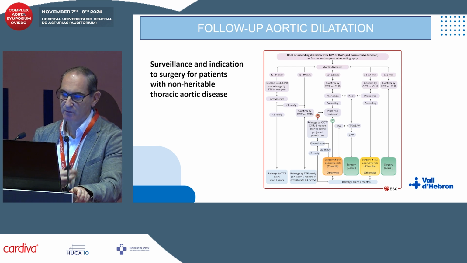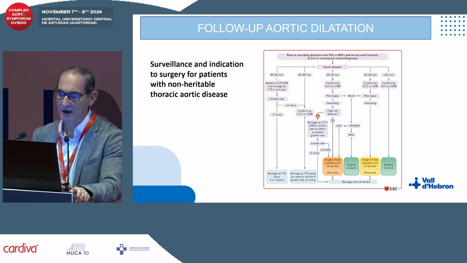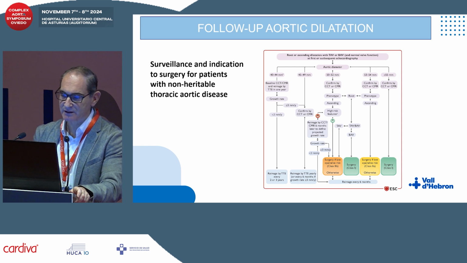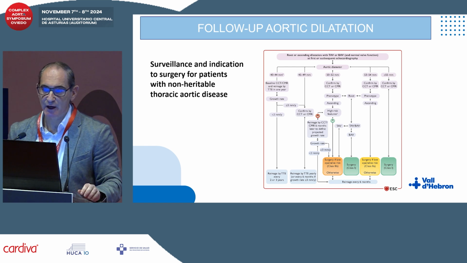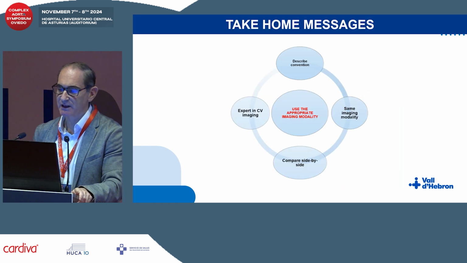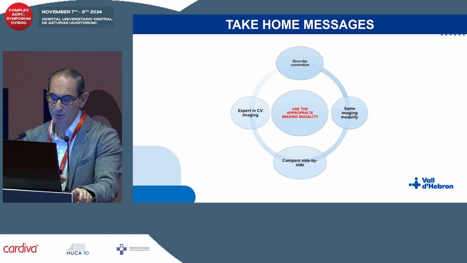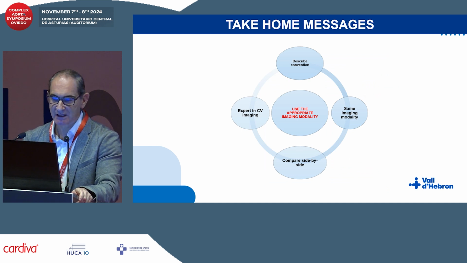So that makes us feel much surer that we are doing a good evaluation or follow-up of the patient by echocardiography. And then we have the other risk markers, and based on that, we have the different thresholds for surgery in this population. Just as a take-home message, when we are evaluating a patient with an aortic disease, we have to use the appropriate imaging modality based on the expertise and the availability in your center.